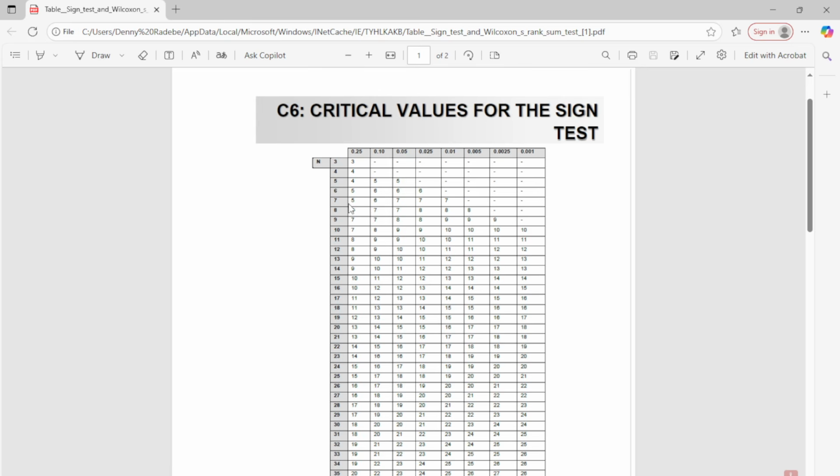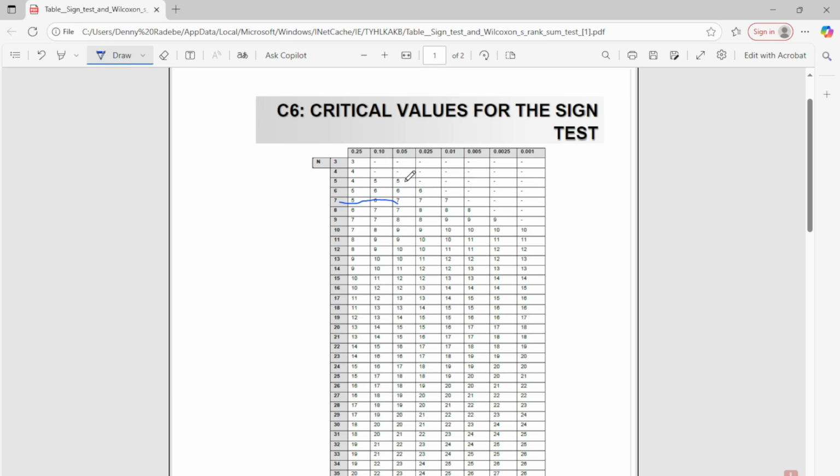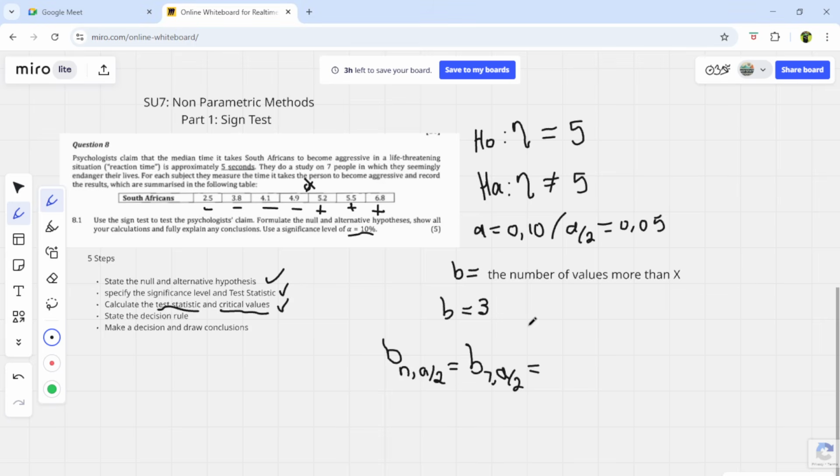So this is 7. And then because our alpha was 0.05, we divided 0.10 by 2. It is 0.05. So now you look for where 7 and this actually meet. It's going to go like this, 0.05 going to go like this. So this number here, which is 7, is going to be your critical value. So 7 is our critical value. That's what we're going to write here, 7. That is the first critical value. All these critical values are actually shown in the slides. You guys should just go and see them.